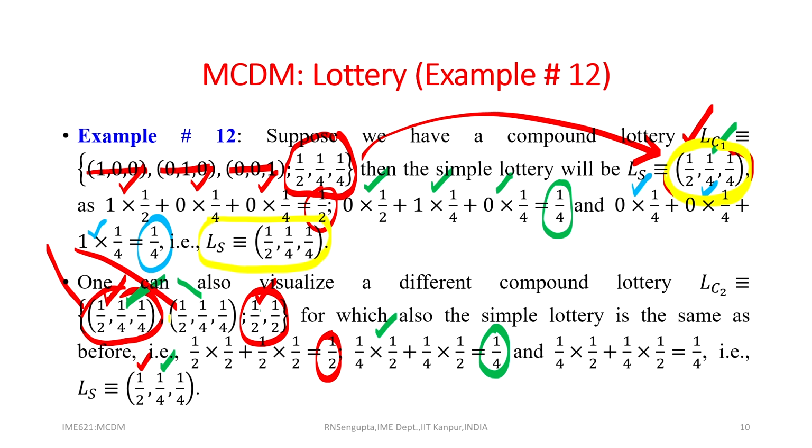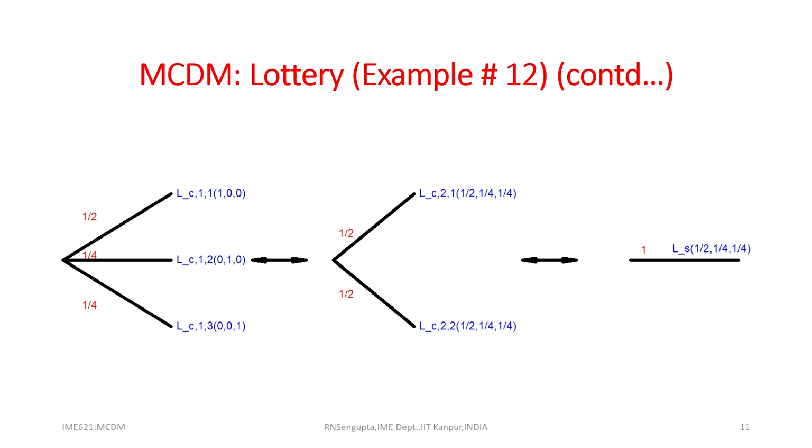Again, the values are 1/4, 1/4 with probabilities half and half. So 1/4 into half plus 1/4 into half gives me 1/4. So this is the third value. If you see the corresponding simple lottery, in both the cases it is the same, but the corresponding values for the compound lotteries are different. And here is what I will show with a diagram.